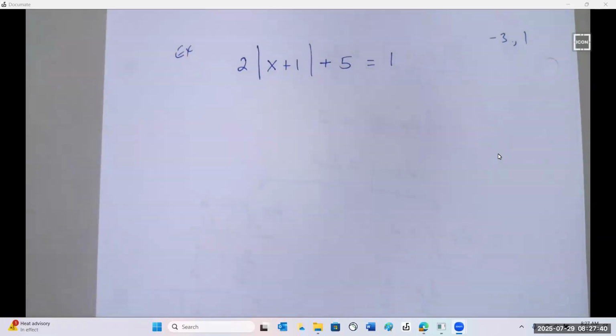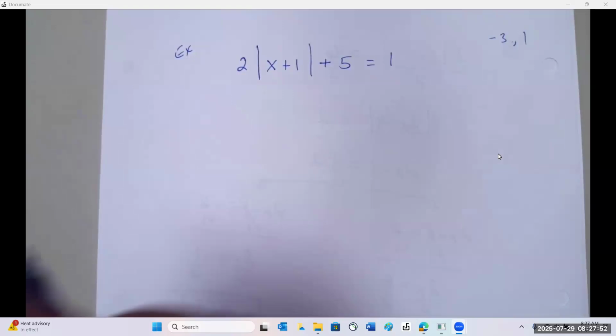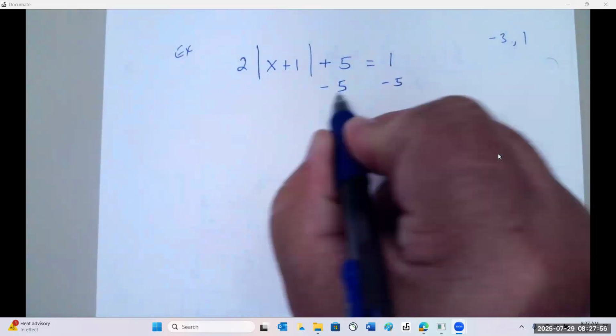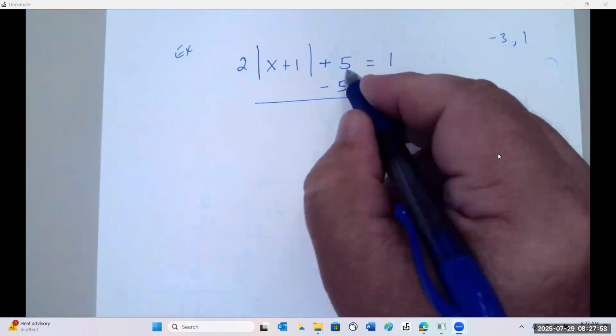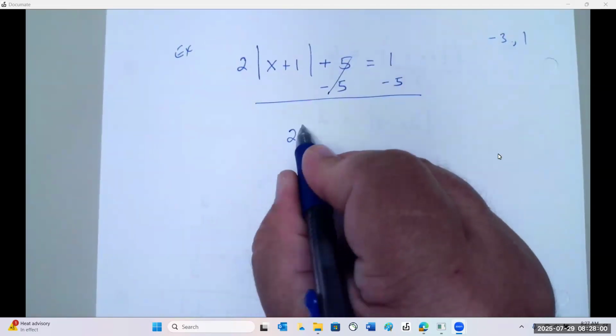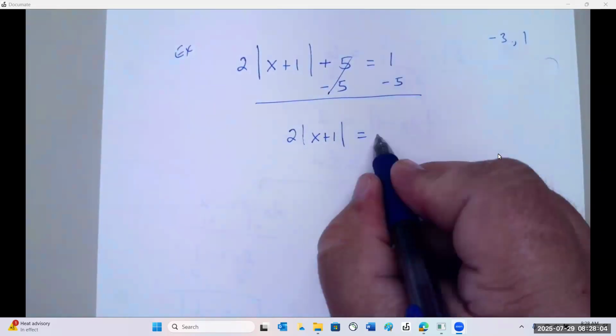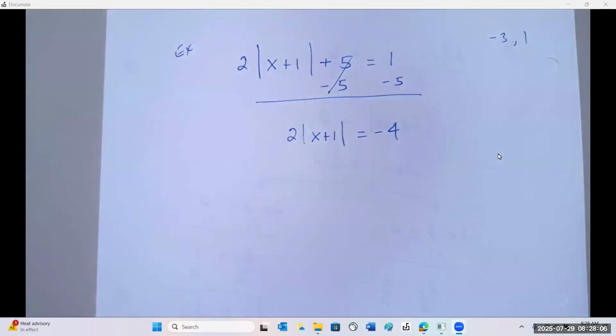First step. Because yes, you're supposed to identify. Yeah, we know that. But what's the first step? No. Take away 5. Always get rid of the plus and minuses first. So we subtract 5 from both sides. One minus 5 is negative 4.